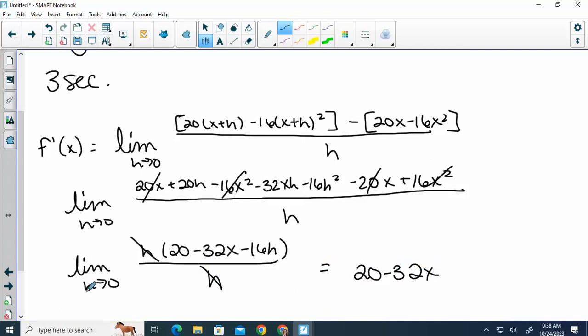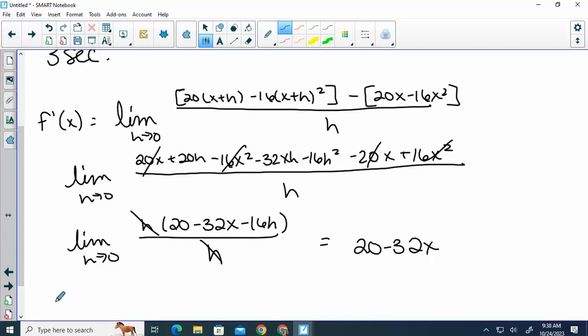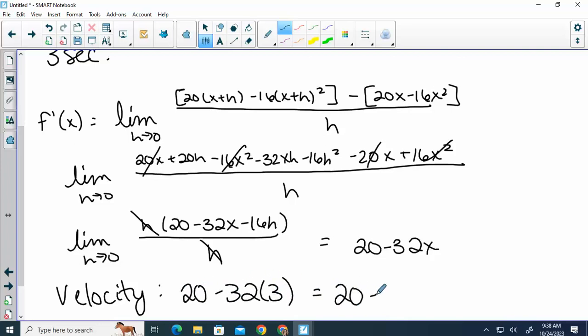That's the derivative. But we know the derivative is the velocity. And I said the velocity after 3 seconds, so you do 20 minus 32 times 3. So we get negative 76. It would be feet per second. Why is it a negative velocity? Okay. Questions on that one?